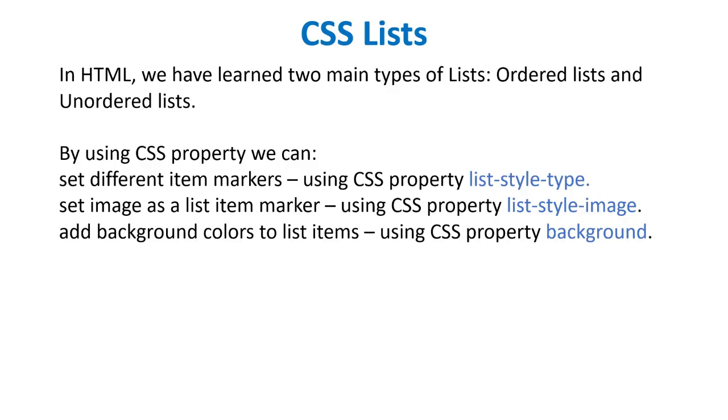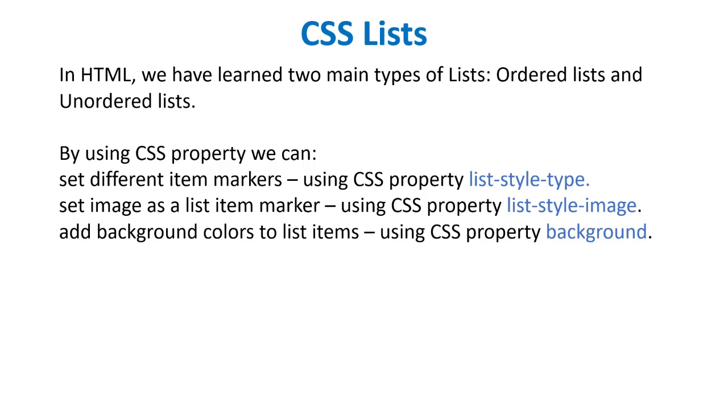CSS lists. In HTML we have learned two main types of lists, ordered lists and unordered lists. By using CSS property we can set different item markers, using CSS property list-style-type. Set image as a list item marker, using CSS property list-style-image. Add background colors to list items, using CSS property background.